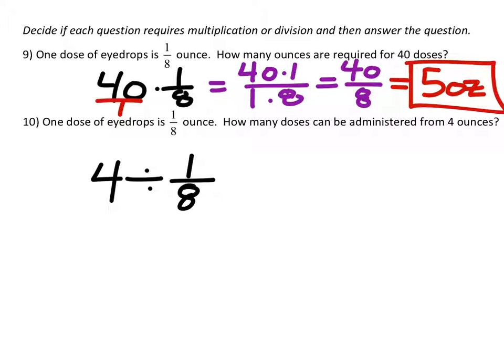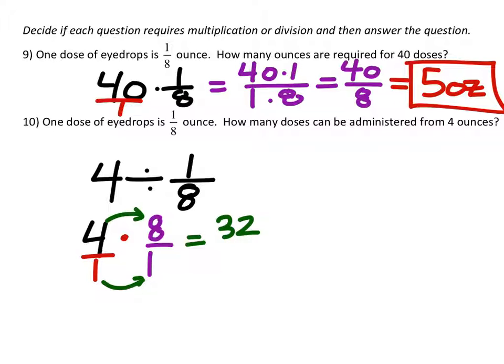So dividing this, once again, we have the 4, but we're going to change this to multiplication by 8 over 1. So we can make that 4 over 1. 4 times 8 is 32, 1 times 1 is 1. So we just got 32 doses.